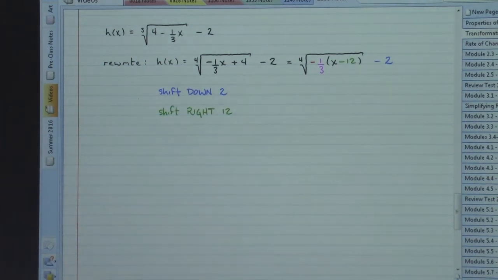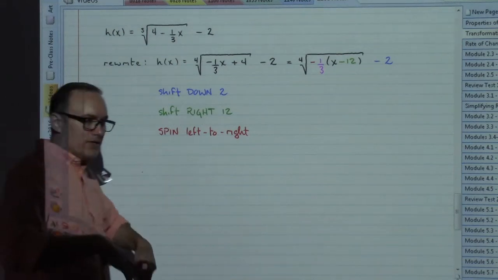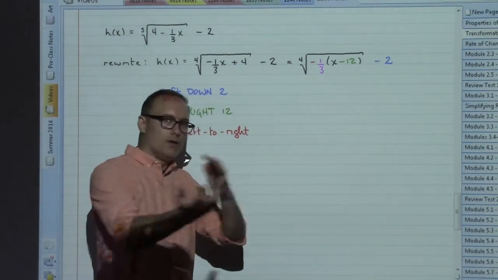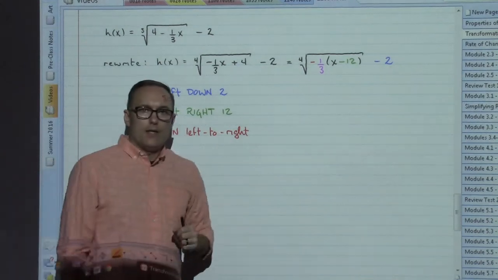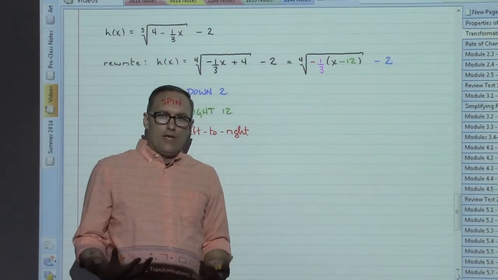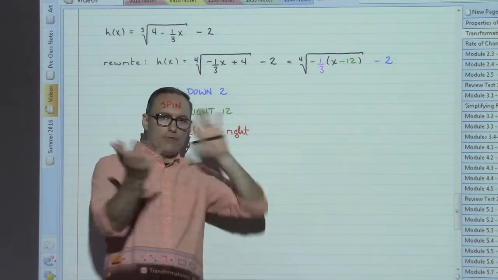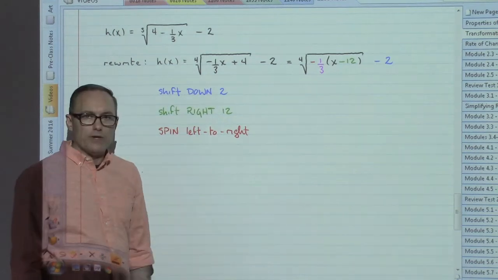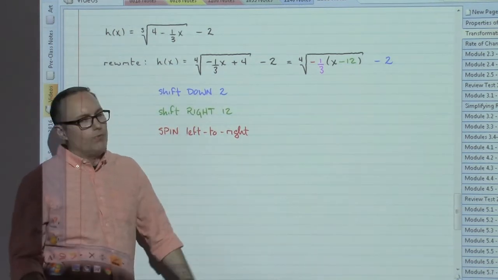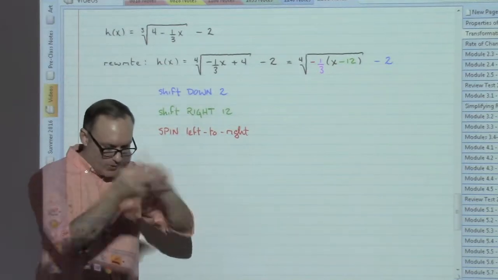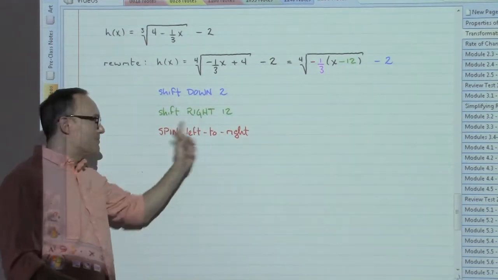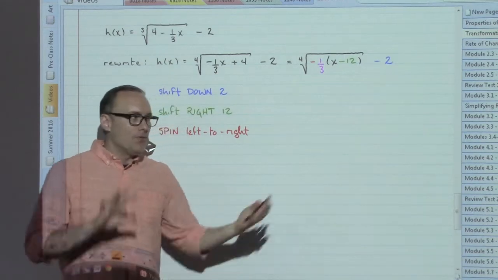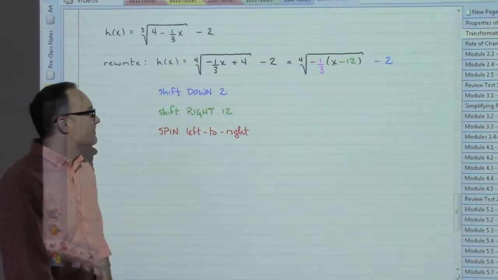Then we've got the negative. That's the next nice thing to take care of, because that negative is inside of that root. That negative is going to have an impact on the horizontal stuff. That's a reflection. Again, if we wanted to be fancy about it, we're going to reflect about the y-axis. But if we want to be more plain spoken about it, we're going to spin left to right. Or right to left. I mean, it doesn't matter. You're still spinning rather than flipping. So spinning left to right, taking that shape that we've got and spinning that.